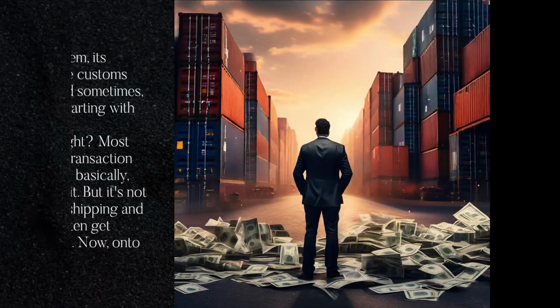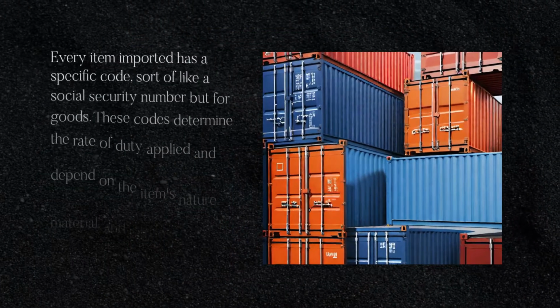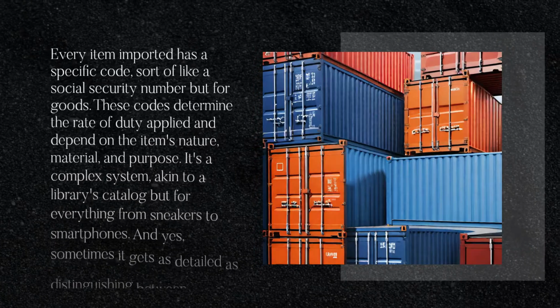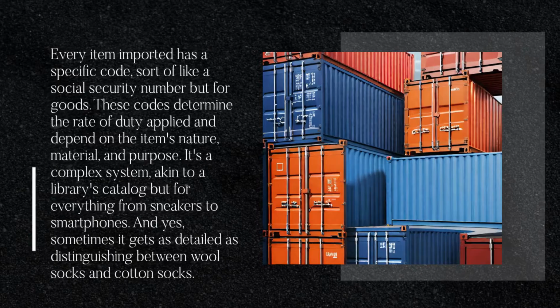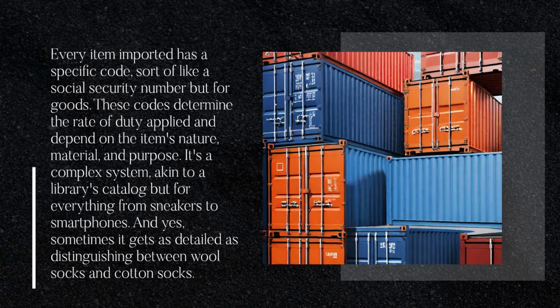Now, onto the classification. Every item imported has a specific code, sort of like a social security number but for goods. These codes determine the rate of duty applied and depend on the item's nature, material, and purpose. It's a complex system, akin to a library's catalog but for everything from sneakers to smartphones. And yes, sometimes it gets as detailed as distinguishing between wool socks and cotton socks.